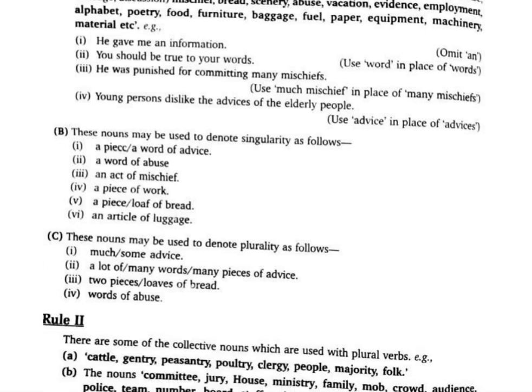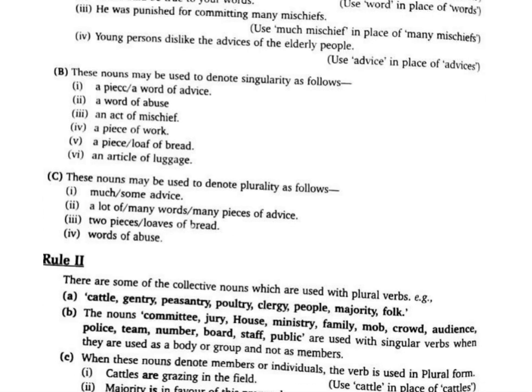First rule and second rule, they are very, very important. Like cattle, gentry. So here you see some of those examples we have seen. Now here in the case of this, it is always plural which is used. Cattle are. When these nouns denote members or individuals, the verb is used in plural form. So it should be cattle are, not cattle is. It's wrong here. So here majority are in favor. Again here you have to use are. You cannot use is there.